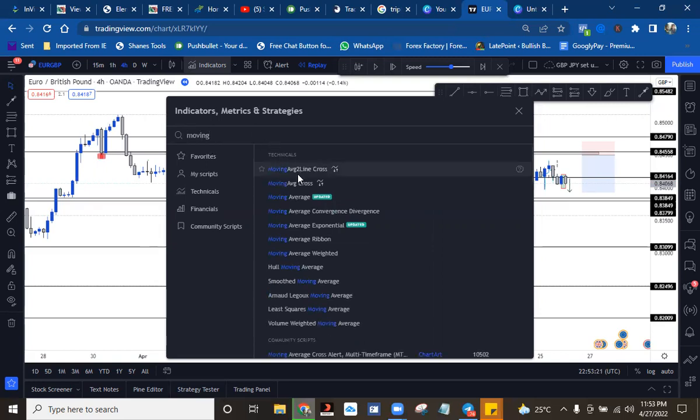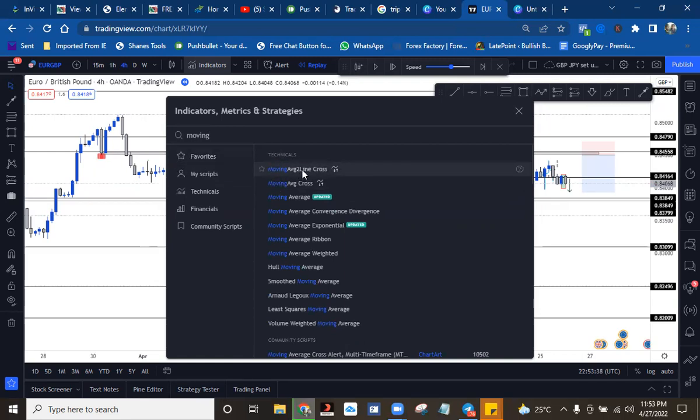You'll see a lot of moving average. Here it says moving average line, two line cross, moving average cross, moving average. So let's see what two line cross means. Remember, you have this star, means you want to put it to your favorites. So if you click on the star, it's going to be added to your favorites here.